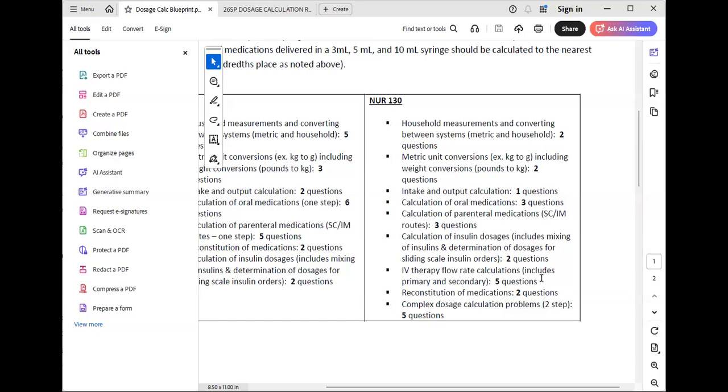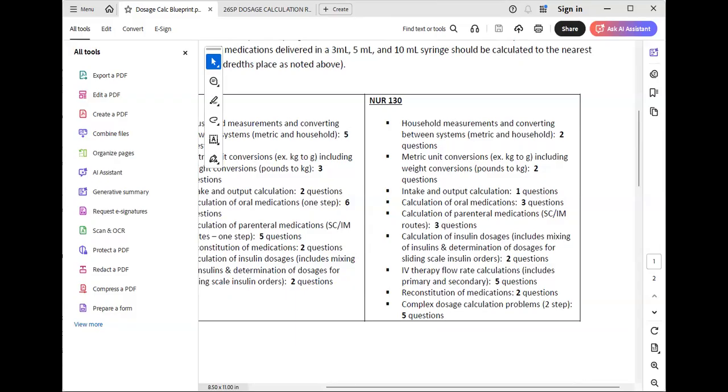Then you're going to have, which is new for you this semester, these IV therapy flow rate calculations. So I'll spend a little bit more time on those because that is new for you guys this semester, where you're going to be calculating mL per hour as well as drops per minute. And then you'll have a few reconstitution questions and then some more multi-step type questions, and I'll explain what those are as we progress along. So let me go ahead and get right into it.